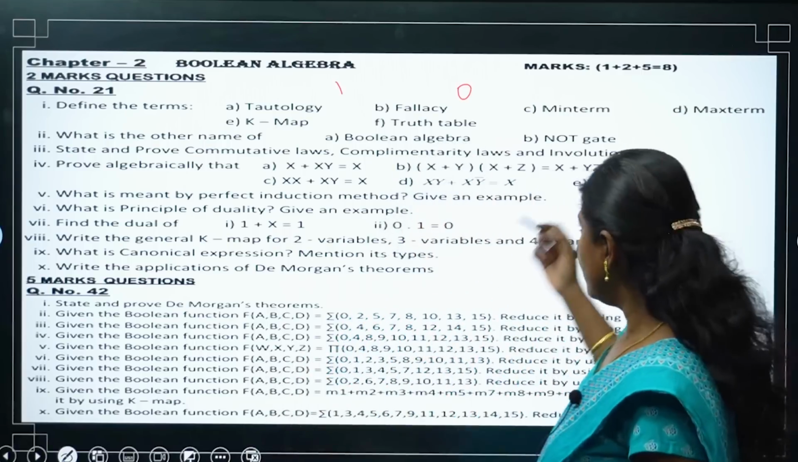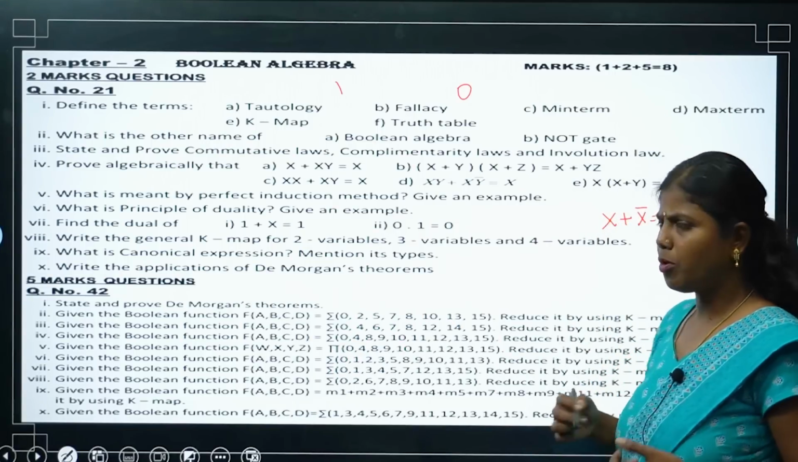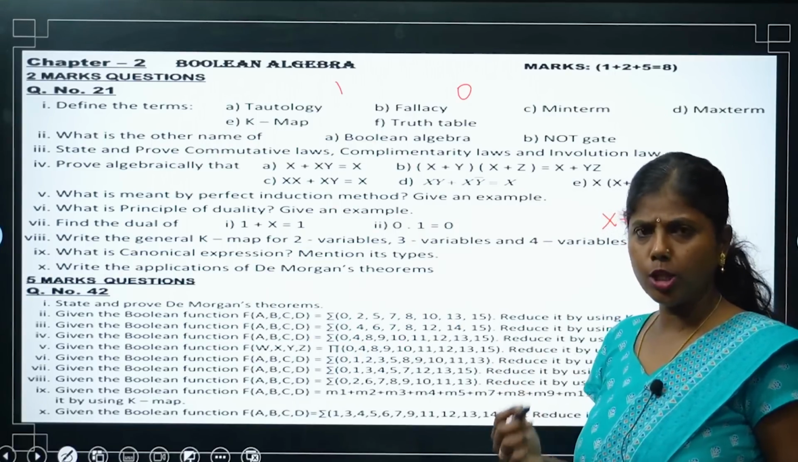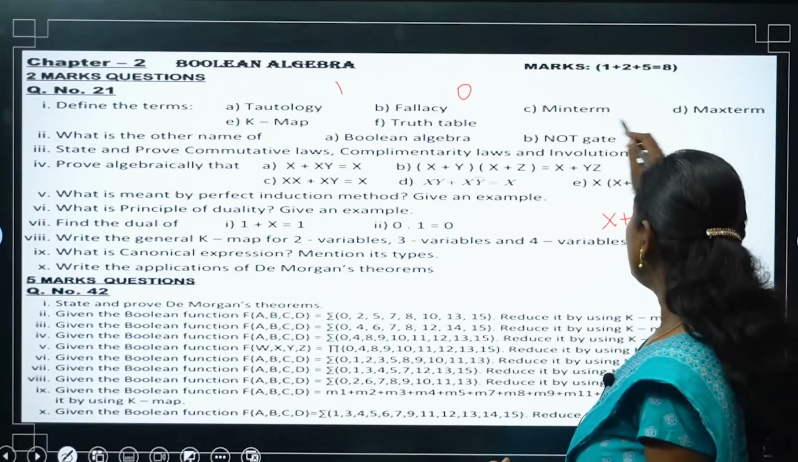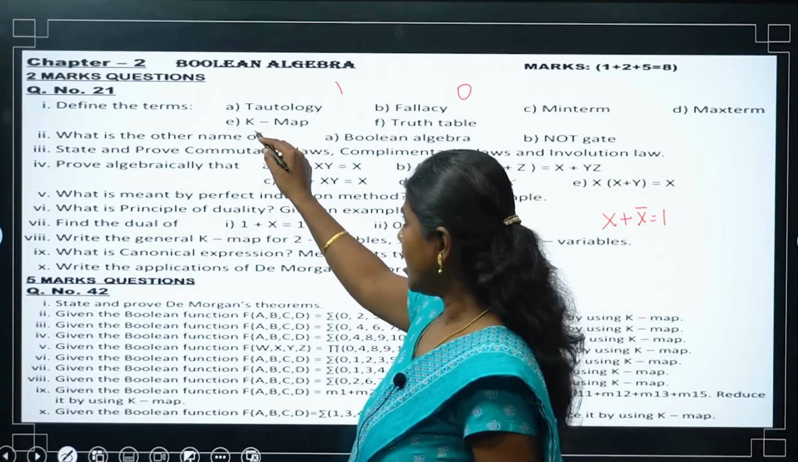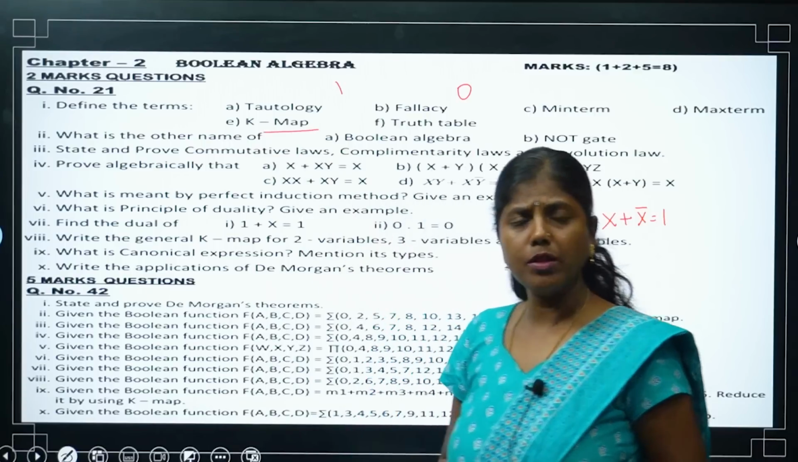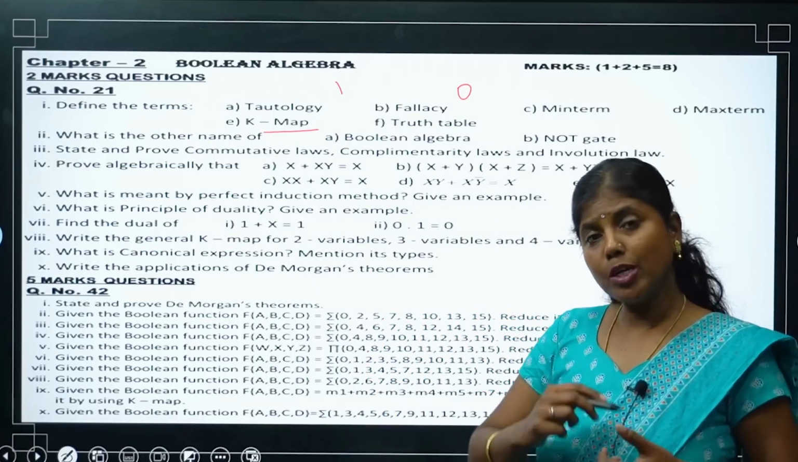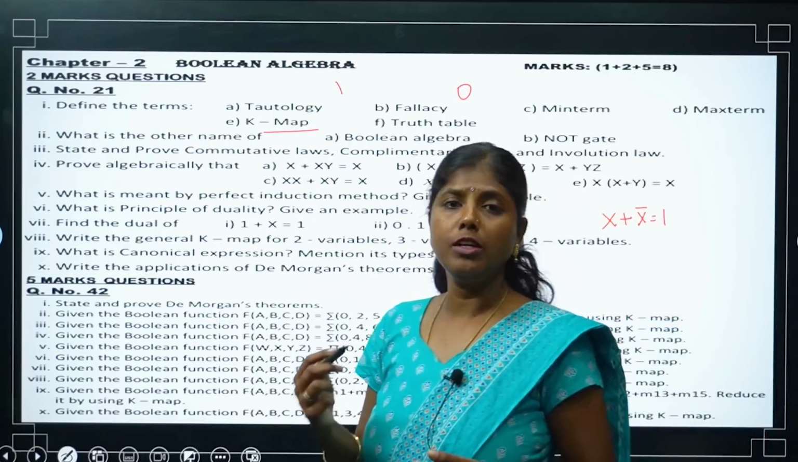Clear? Similarly with respect to min term and max term: product of all the literals with or without bar within the logic system. So properly you need to define each and every term here. Let me tell you with respect to the K-map. What is a K-map? K-map is the Karnaugh map. It's a pictorial representation for solving a Boolean expression.